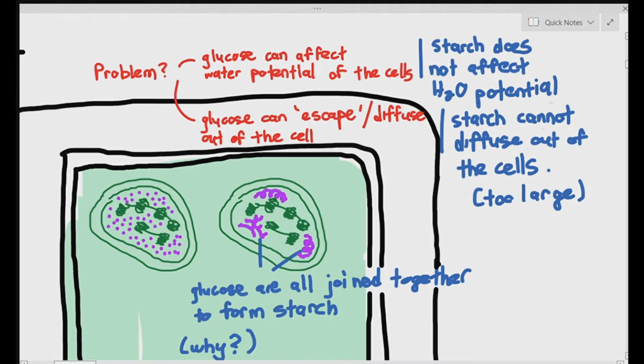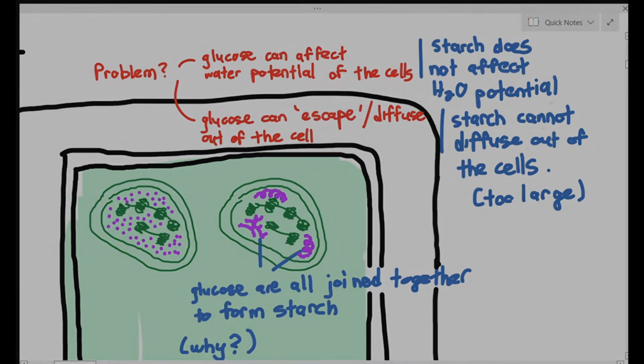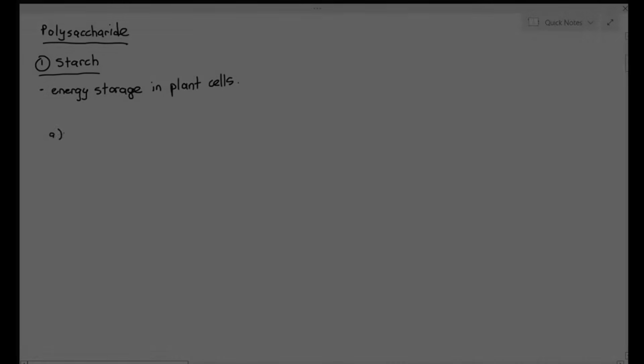So those are the two reasons. It does not affect the water potential. It's not able to diffuse out of the cells. So that's basically why plants convert glucose into starch.